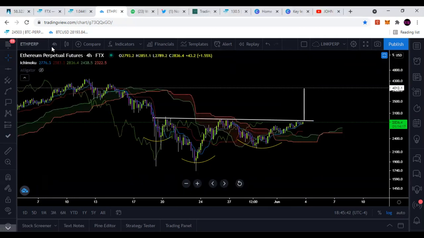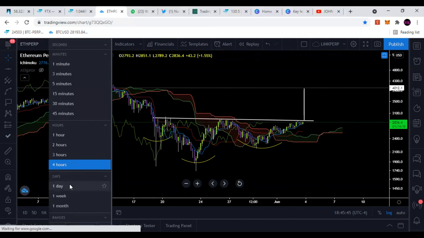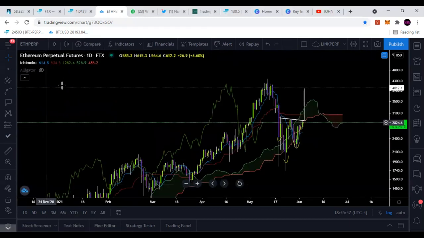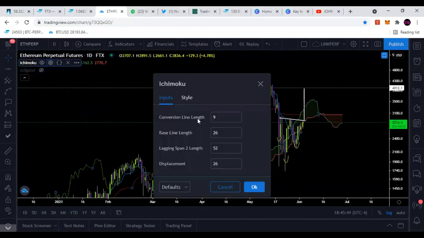And again, lastly, let me look at the daily time frame to see. Okay, let's quickly look at the coming guys, the double cloud settings.